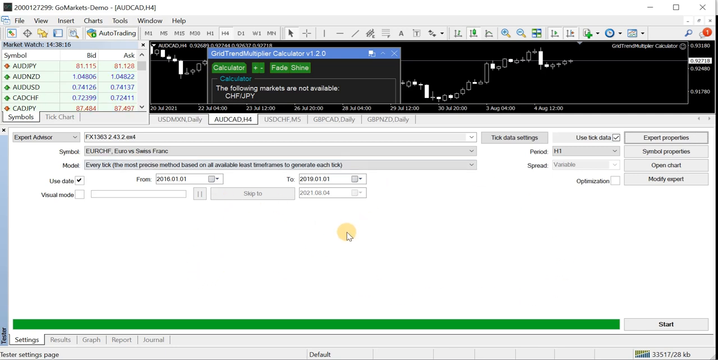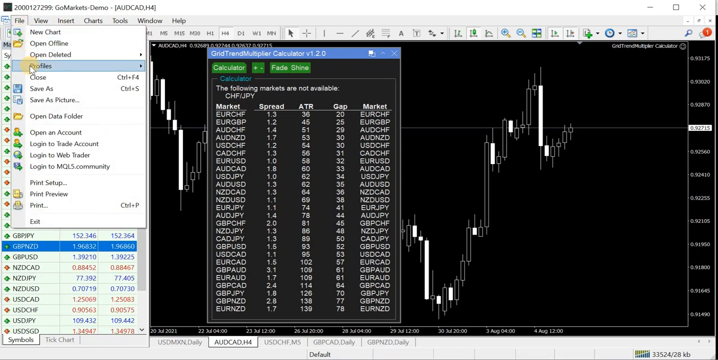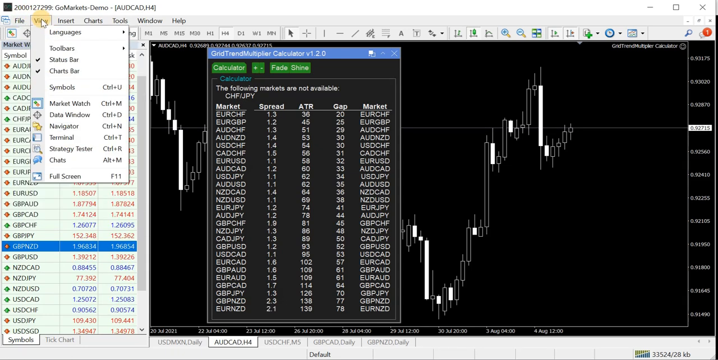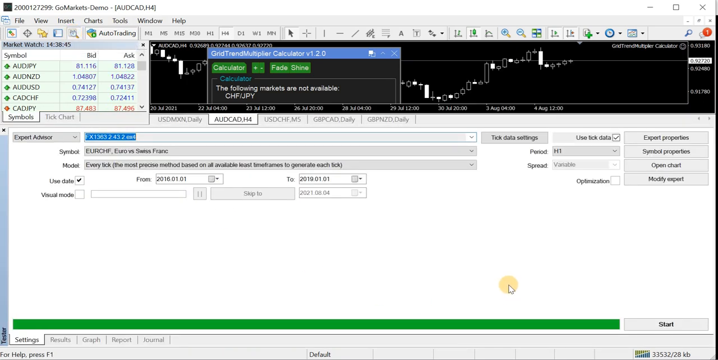In the meantime, this is just your standard MT4 platform. For me, this is a Go Markets demo account, so we'll just use this for now. For the strategy tester, you can go to View, hang on, there it is, Strategy Tester from the View menu. I know which icon it is. I just use the icon, this one here, the one with the magnifying glass. Once you click on it, it'll bring it up. I've made it a little bit bigger just so it fits on the screen.